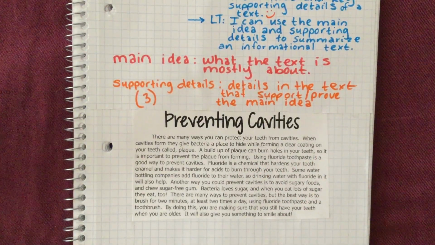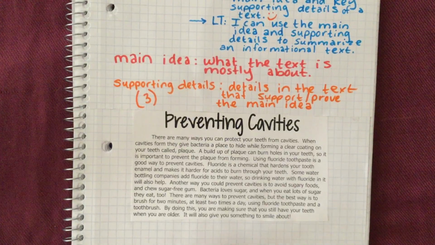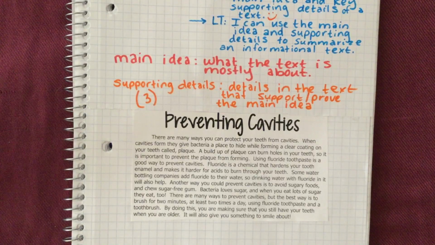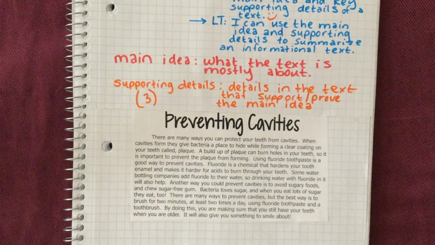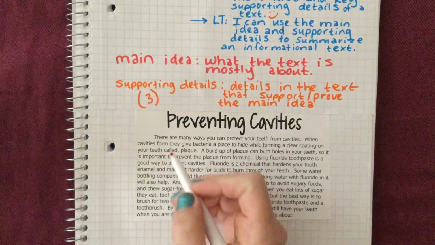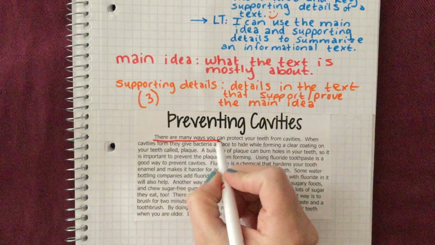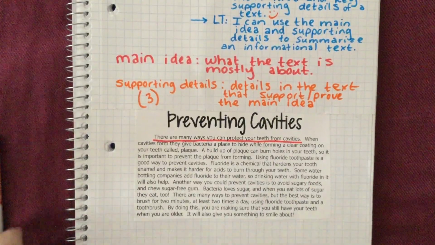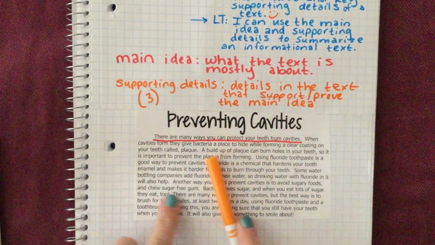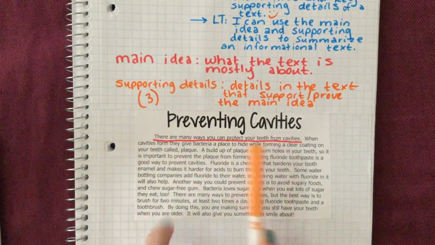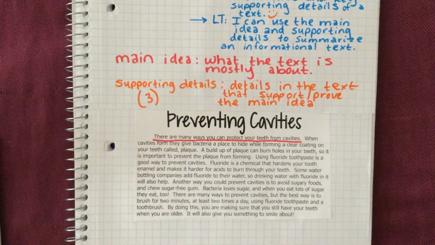So I know that the main idea statement in here somewhere has to do with preventing cavities. So remember, a lot of times authors put their main idea as one of the first few sentences. So in this particular article, that's exactly what that author has done. The author has told us there are many ways you can protect your teeth from cavities. That is what this text is mostly about. The ways you can prevent your teeth from cavities. So what we're going to do is look for at least 3 ways you can protect your teeth from cavities, and those are going to be our most supportive details.